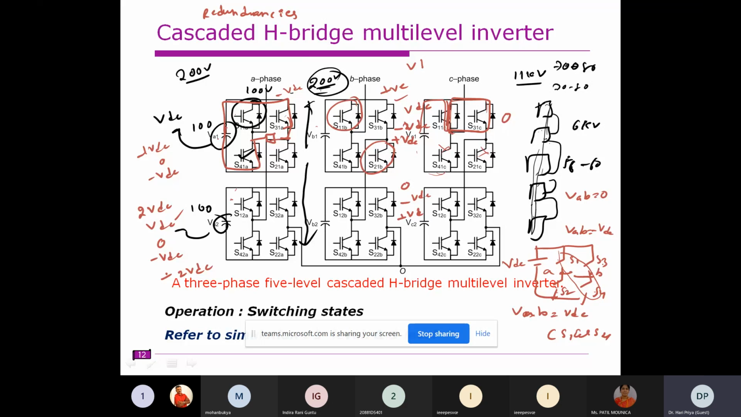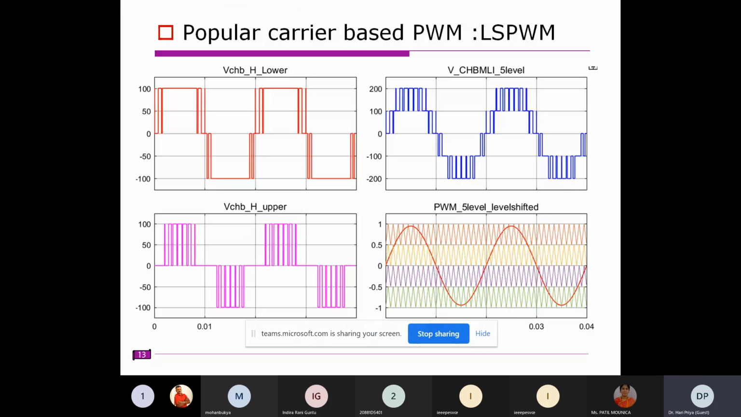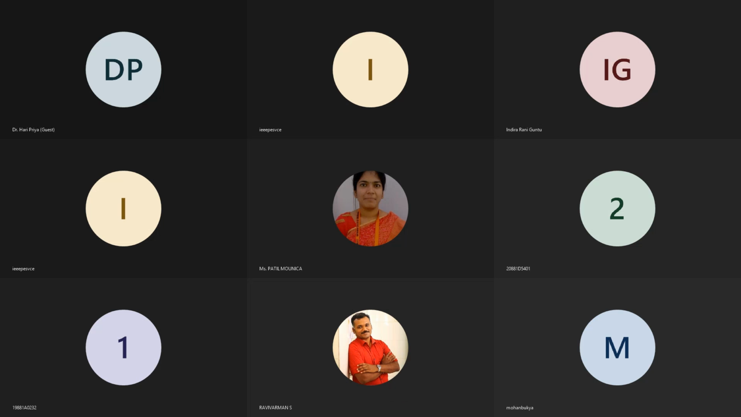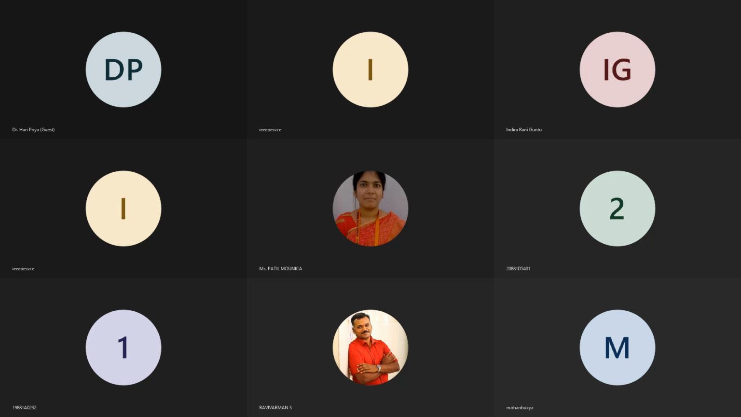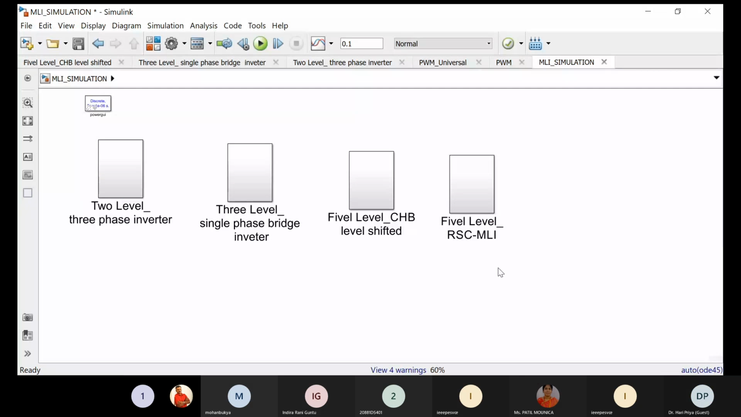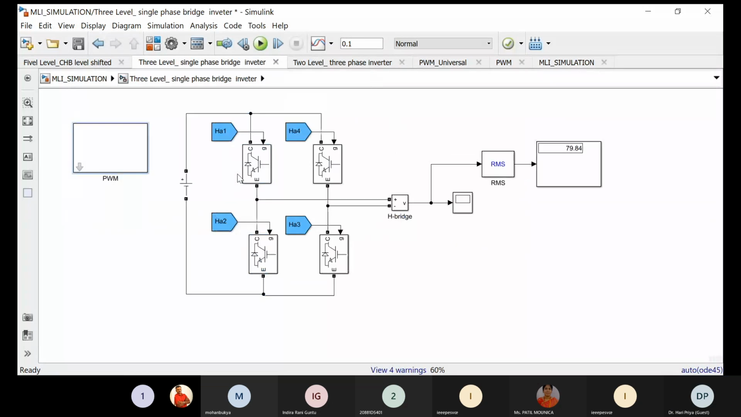Now let's see how this is simulated and how we are going to get that particular voltage. For that, I'll show you the simulation. I think the time may not be appropriate to see the reduced switch count also. Is the screen visible where you can see the MLI simulation? Yes, I can see the MLI simulation.